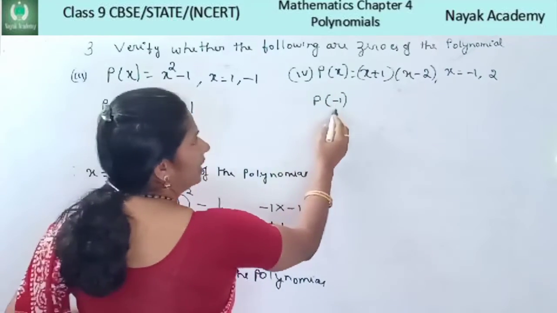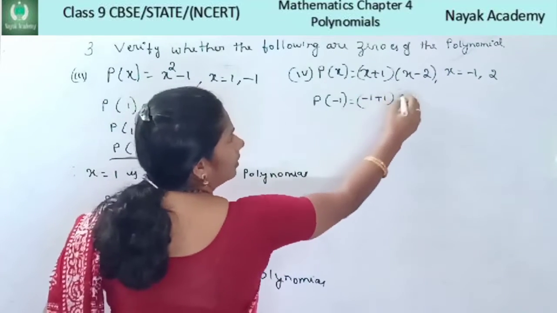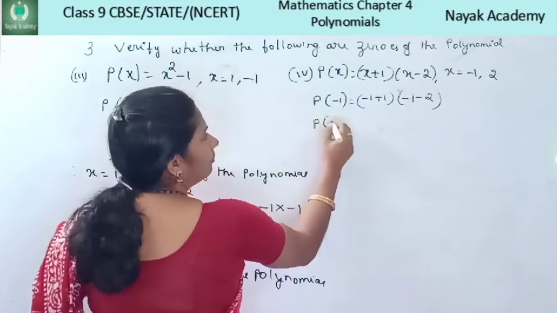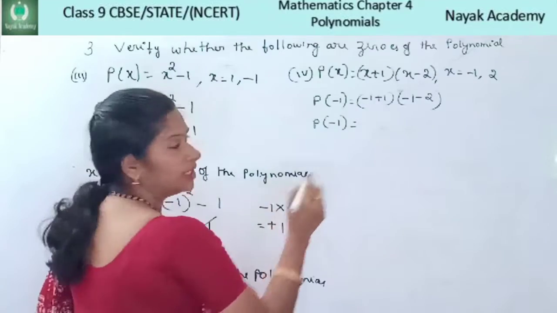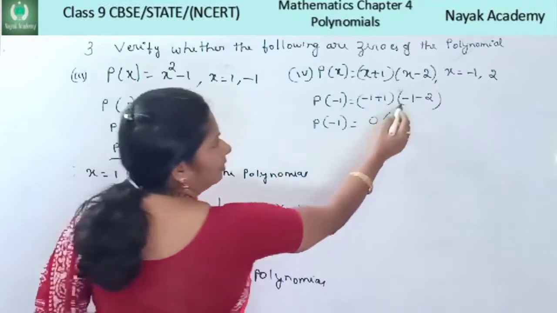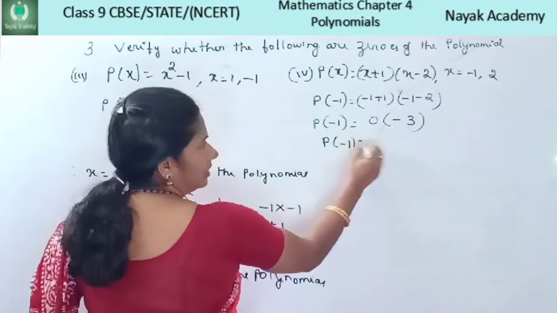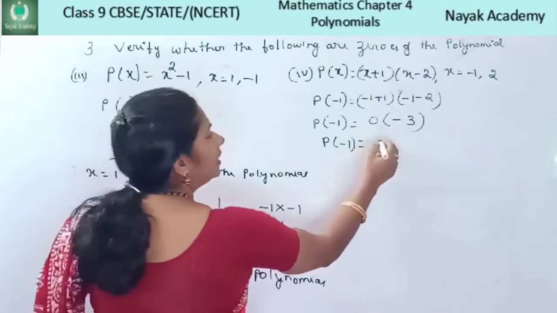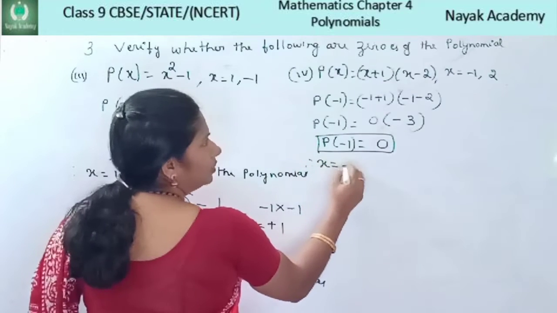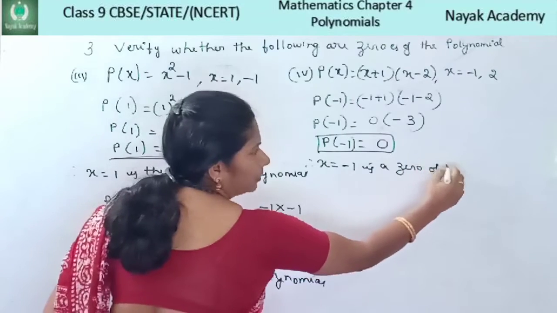So let us substitute the value x as minus 1, children. Minus 1 plus 1 into x value is minus 1 minus 2. So P of minus 1 equal to minus 1 plus 1 is 0. 0 into minus 1 minus 2, it is minus 3. So P of minus 1 is 0 into minus 3, so it is 0 only. So what is your conclusion, children? Therefore, x is equal to minus 1 is a zero of the polynomial.